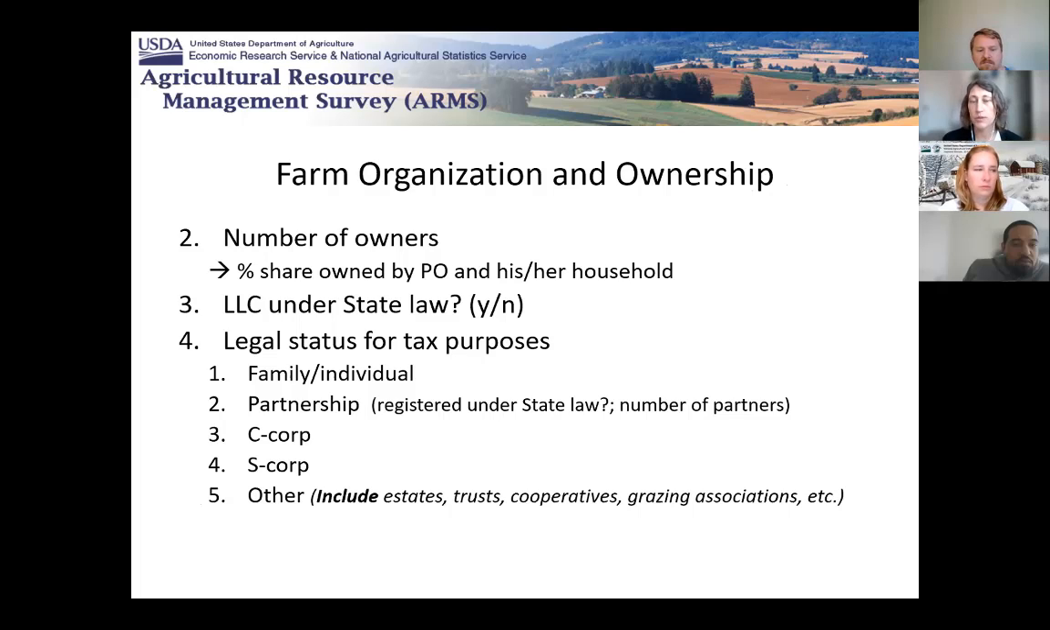And remember, the principal operator was identified earlier in Section K, and whether they're a limited liability corporation, and how they're organized for tax purposes. And we do use this information to help us characterize the assets that the farm owns and assign those to the farm household, and also the debt and the income from the operation. So we do use that information in quantifying the farm household's income, assets, and debt.